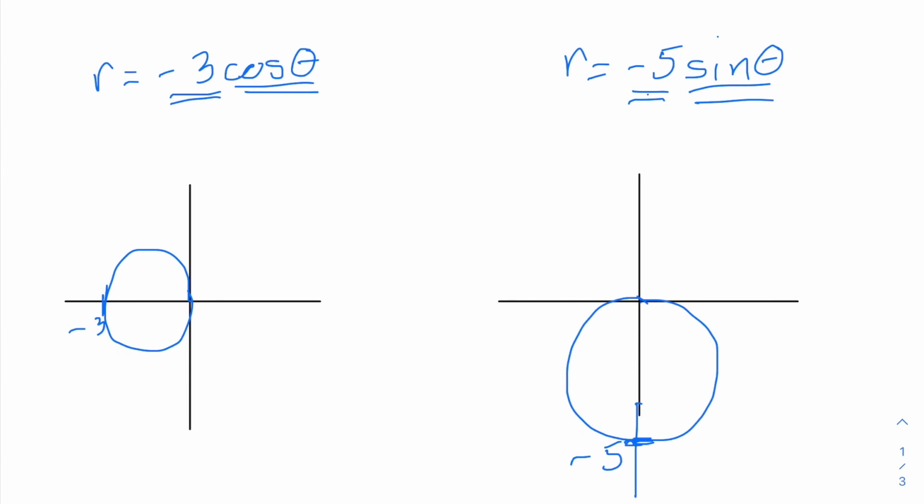We'll get into some of the more complex versions of graphing polar equations in our upcoming videos.